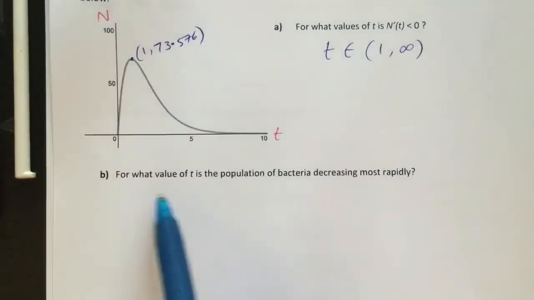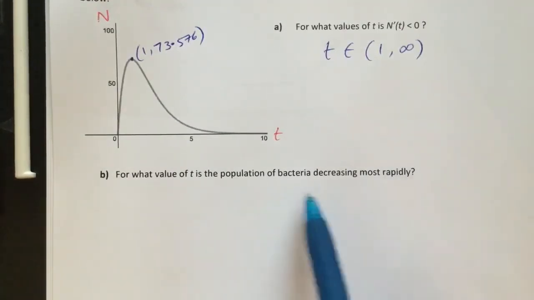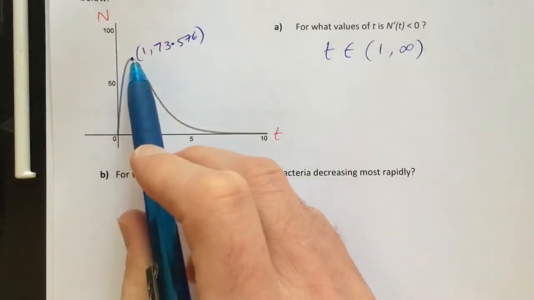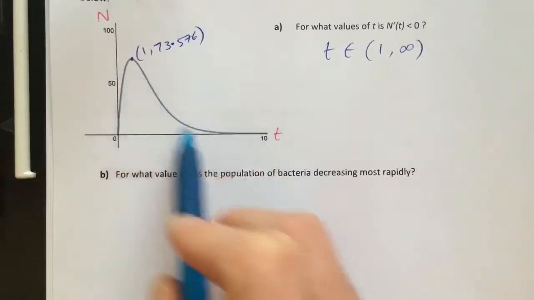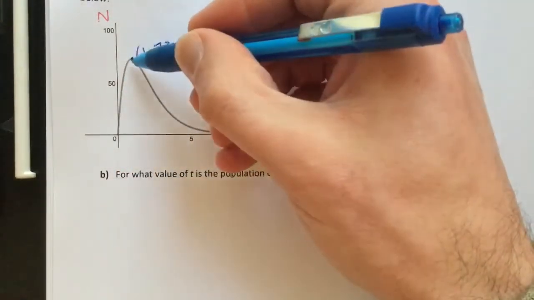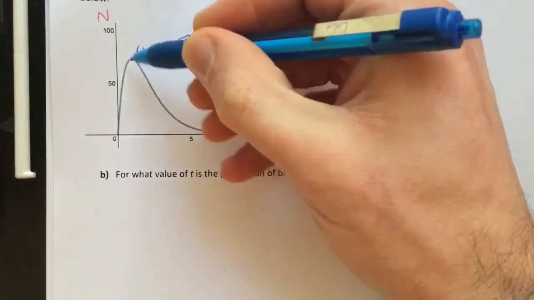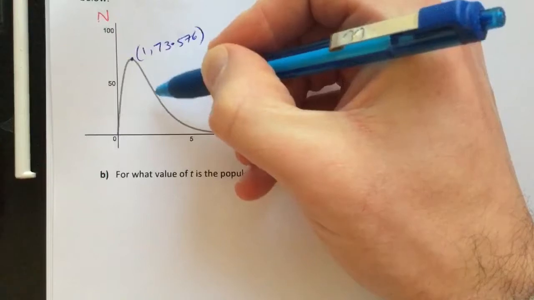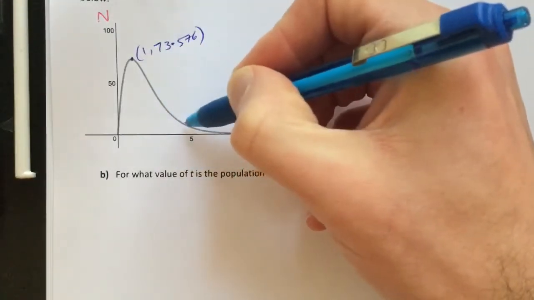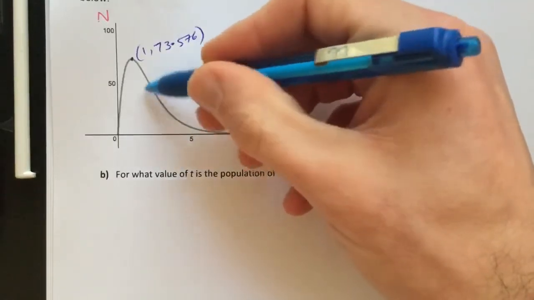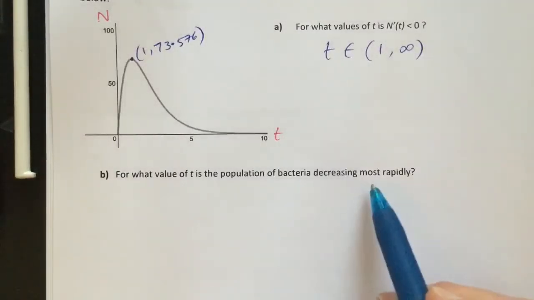Okay, for what value of t is the population of bacteria decreasing most rapidly? This is a tricky question, and maybe trickier than it seems. We've just established that from t equals 1, from 1 minute onwards, the number of bacteria is decreasing. But at some point, and if you were to eyeball it, it looks like it's about here, the bacteria is decreasing as quickly as it can possibly decrease. It's got the most negative gradient it has. And then gradually it starts to flatten out. It's still decreasing, but not as much, right? So somewhere in here, we've got a point where the gradient is most negative. That's really what this is asking. Where is the gradient most negative?